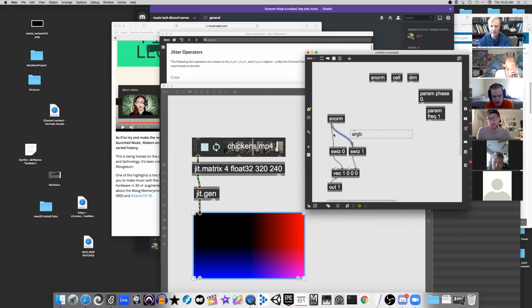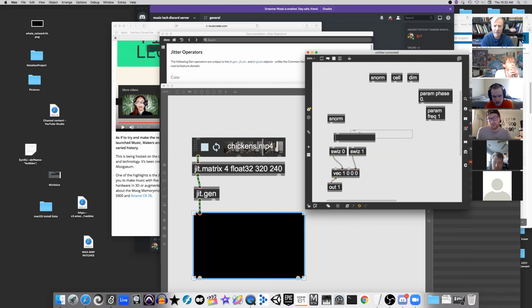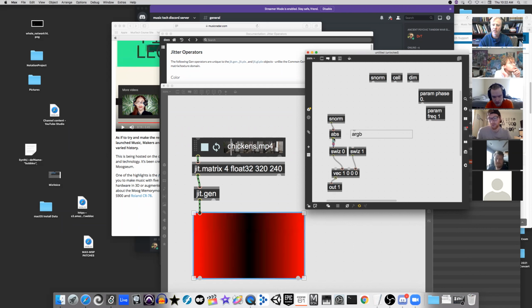So let's do it. And what's nice about this is that I don't have to worry if I'm working with a vector or not. Absolute will work on a vector or anything else. So now we have the mirror.